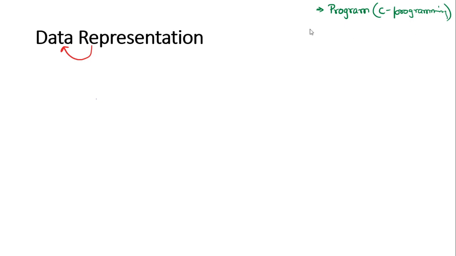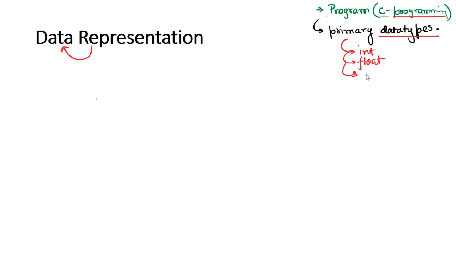Whenever you studied C programming, you found out that there is something called primary data types, right? All the compound data types were also a combination of primary data types. Structures were also a combination of primary data types. So the most fundamental type of data that is present inside any C program is primary data types, right? And what are those primary data types? It can be integer, it can be floating point, it can be character, right?